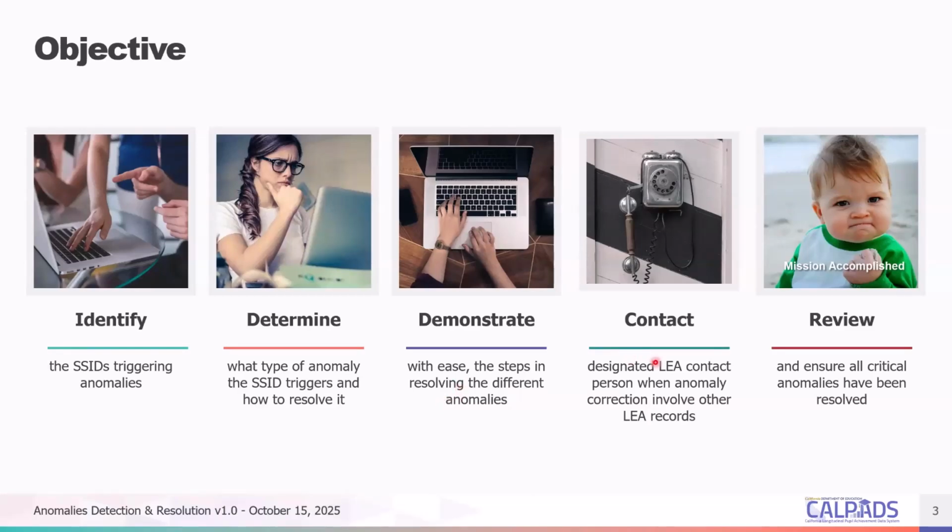Then, of course, you should be able to designate an LEA contact person that would help in resolving your anomalies and also be contacted by LEAs in resolving their anomalies. Then also you should be able to build a network, as I've mentioned, of contact anomaly folks, which is normally around your district or around your city or region, right? And then, of course, you should be able to review and verify that all critical anomalies have been resolved to maintain data quality and avoid the 2% threshold that could prevent you from certification.